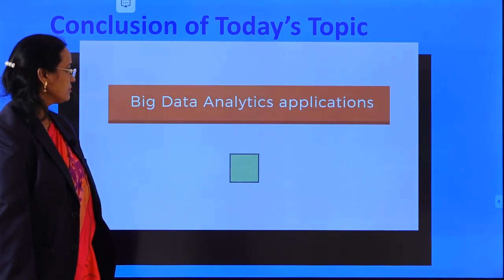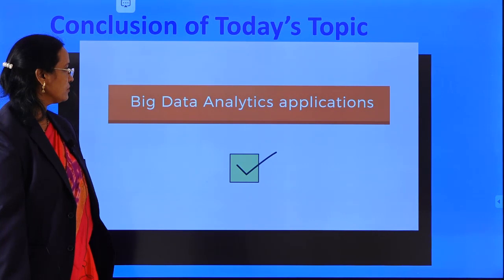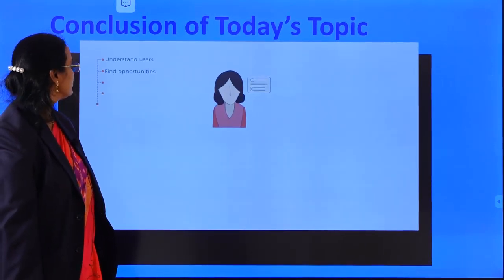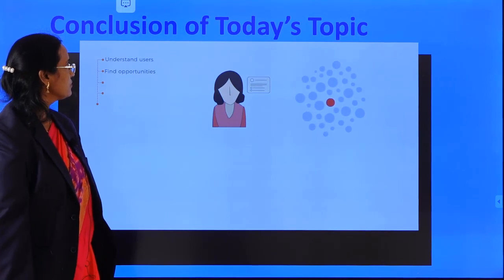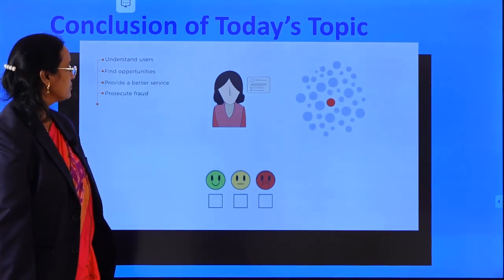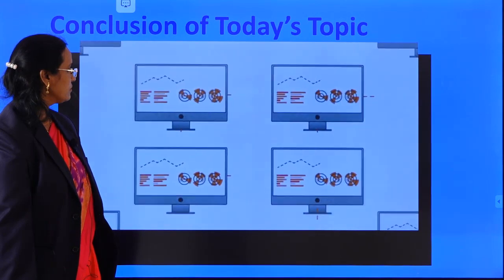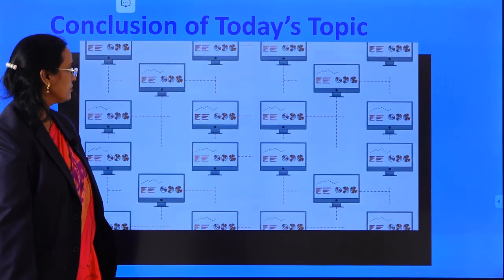Big data analytics helps companies or public administrations to understand their users better, find previously unnoticeable opportunities, provide a better service, and even mitigate fraud. The revolution of datafication is just beginning.